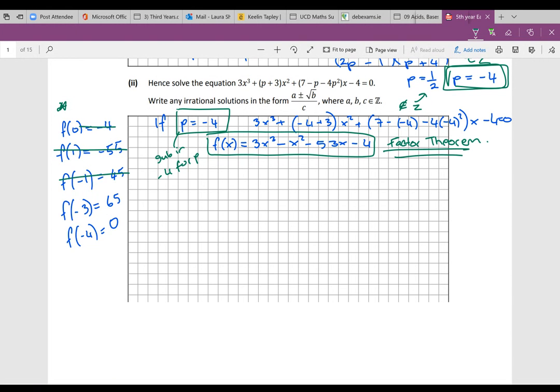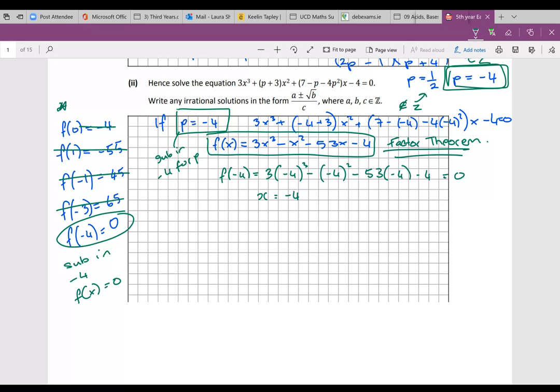f(minus 1) gets me 45, minus 3. Eventually, you will find that when you sub in minus 4, f(x) is equal to 0. So when you sub minus 4 in, that would be 3 times minus 4 cubed minus minus 4 squared minus 53 times minus 4 minus 4. That will equal 0. So x is equal to minus 4, we know, is a root.